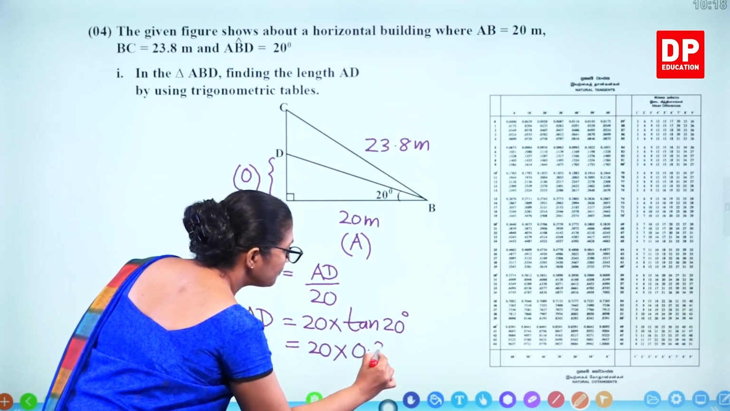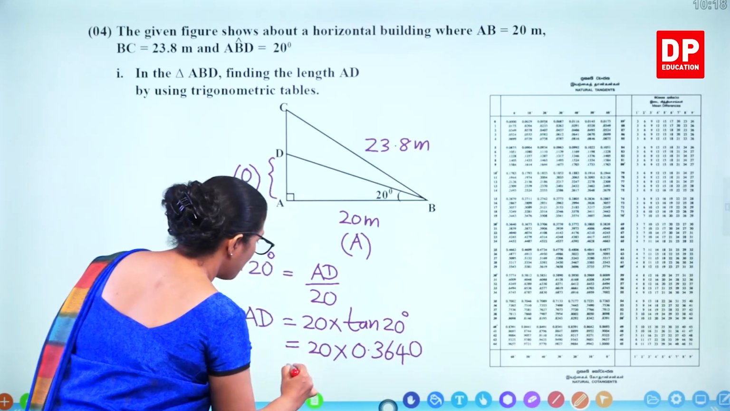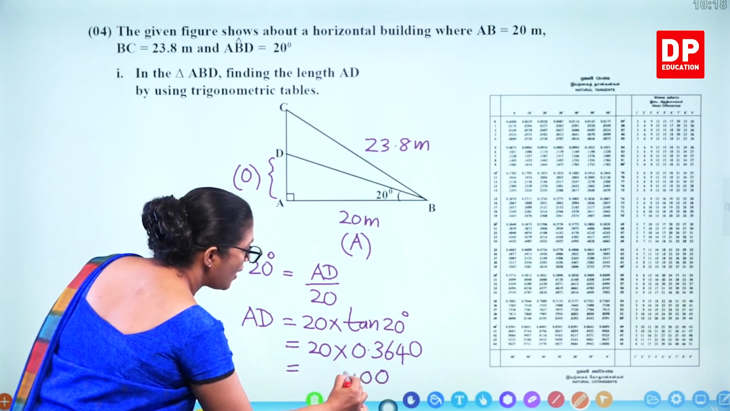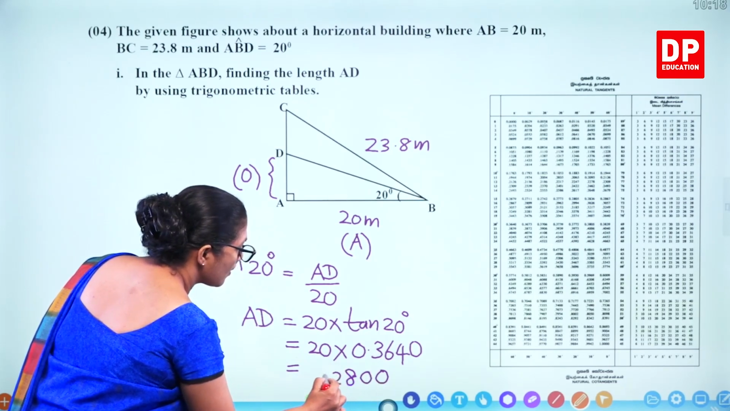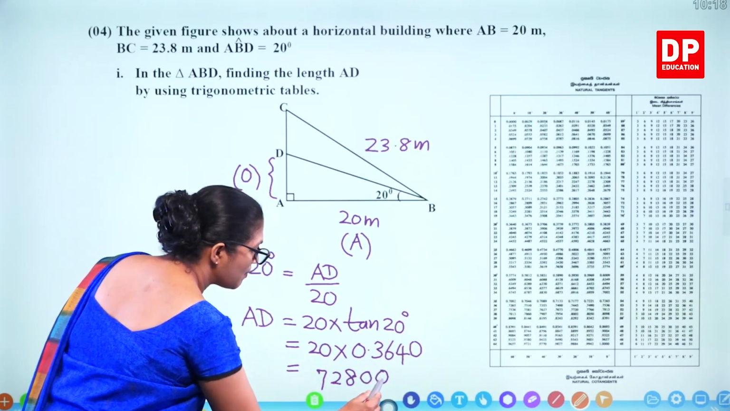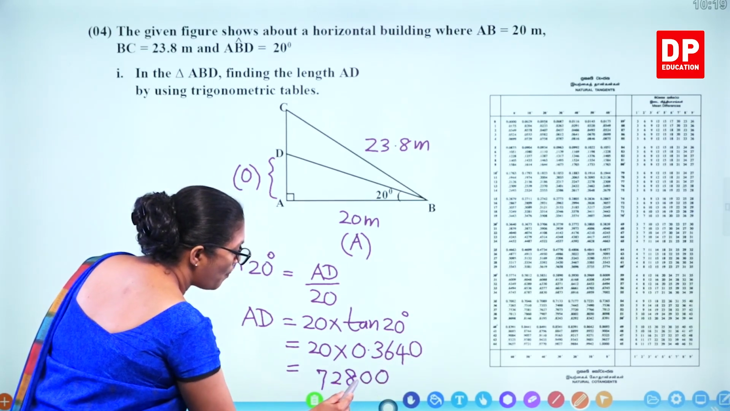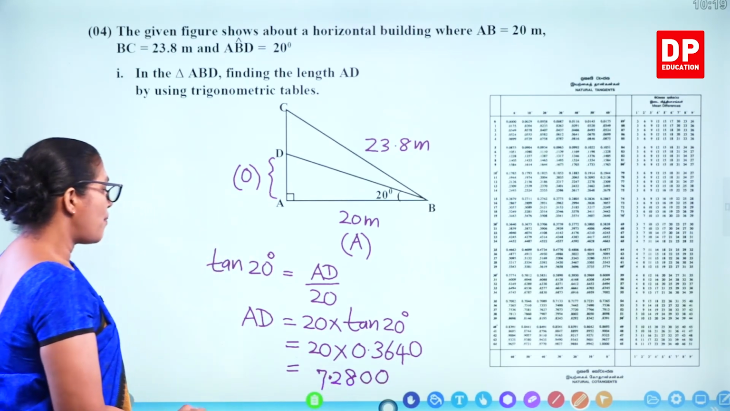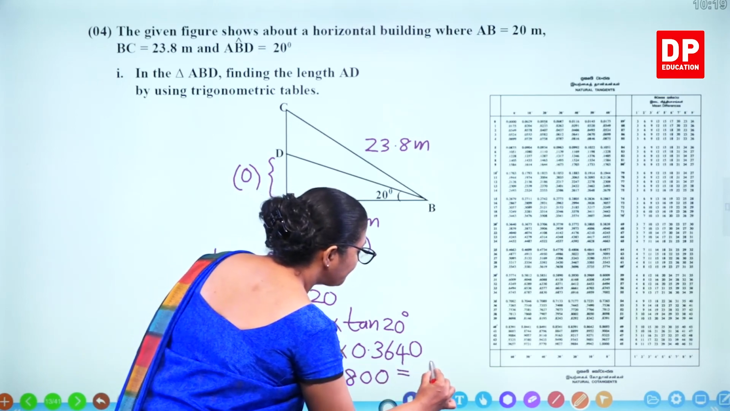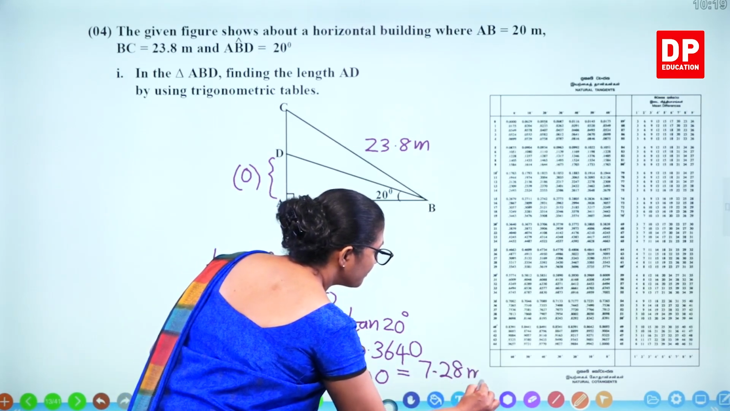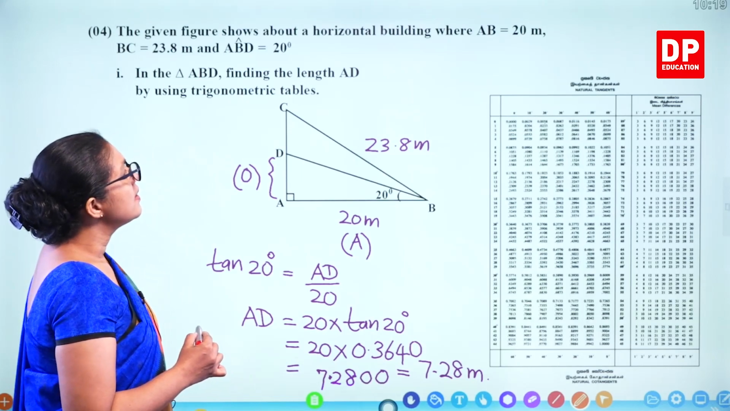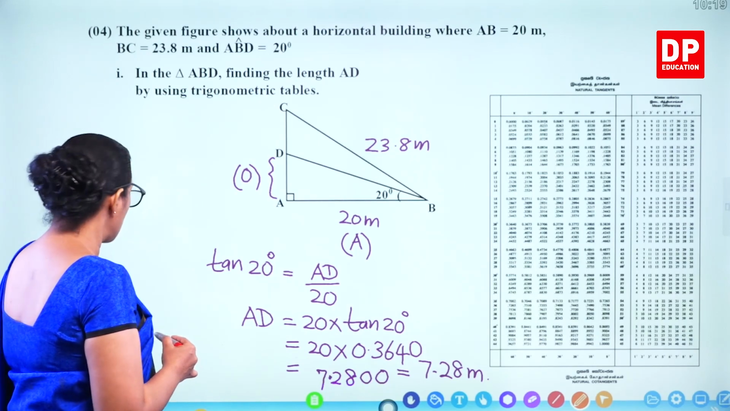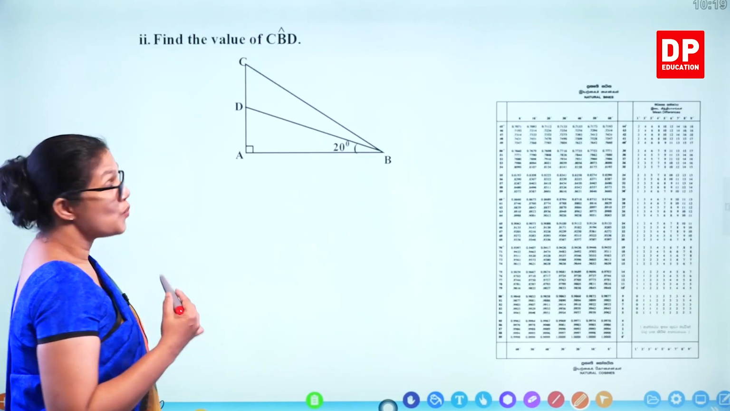3640. Multiply by 2 first. Put a 0 and multiply by 2. 0, 8, 7. And keep 4 decimal places here. Keep 4 places. Here you get 7.28 meters, using the table. So that's the first part. So we'll do the next parts as well.